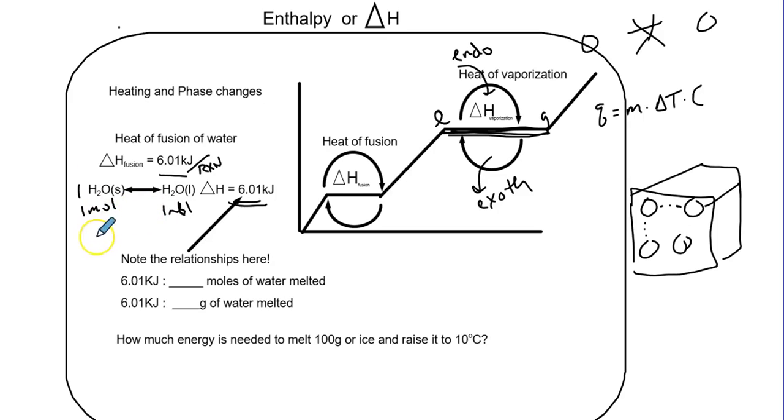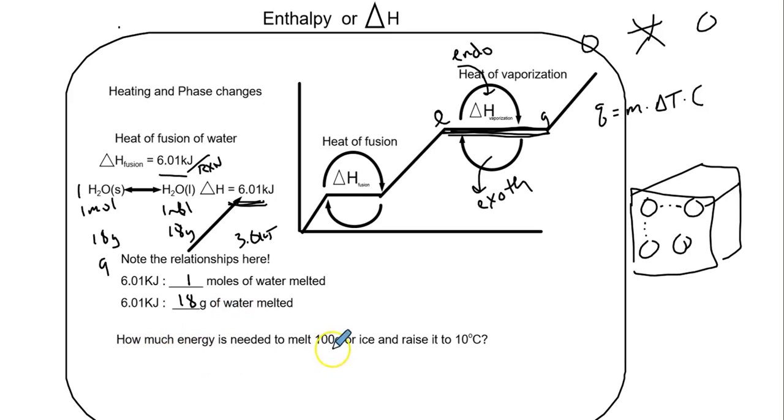That's the same thing as 18 grams, and this is all just proportional. If you did 9 grams, it would be about 3.0 kilojoules. If you did 2 moles, it would be 12. Or if it was 36 grams, it would be 12. There's just a linear relationship between the amount of energy exchanging hands and how much you're actually going through. So note the relationship: 6.01 kilojoules of energy means 1 mole of water was melted, which means 18 grams was melted.